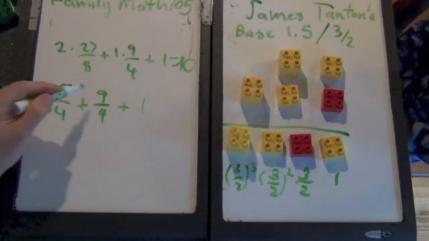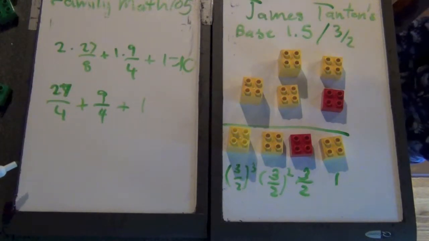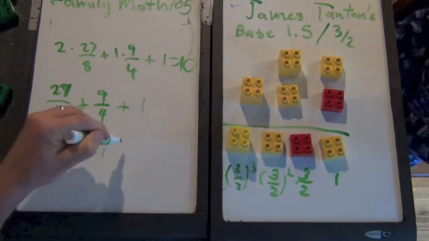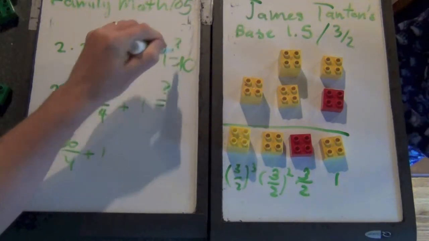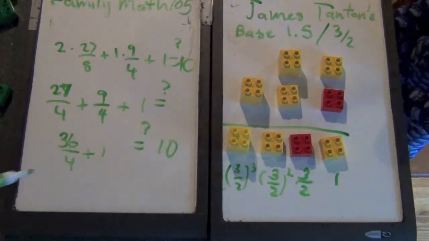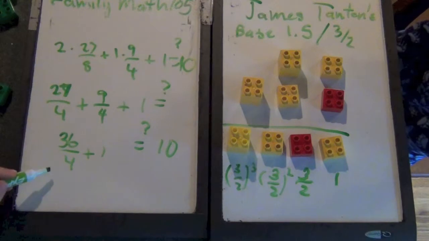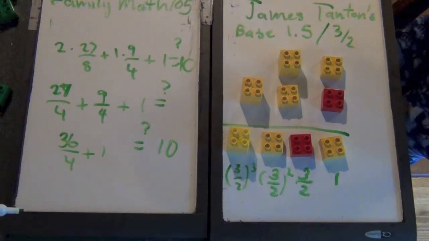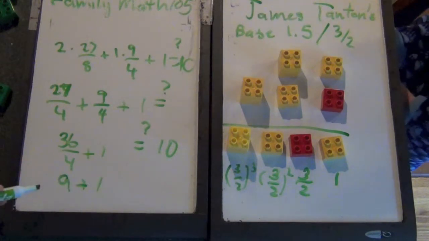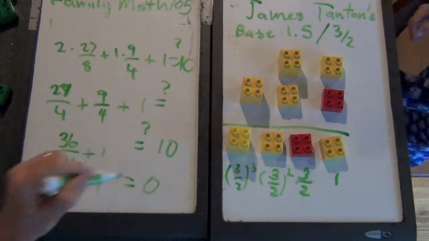Okay, now what's 27 plus 9? 27 plus 9 is 36. Okay, so we have 36 fourths plus 1, and we're hoping that this equals 10. Does this equal 10? Well, 1 is 4 fourths. What's 36 divided by 4? It's 9. 9 plus 1 is? 10. How about that? That's awesome.